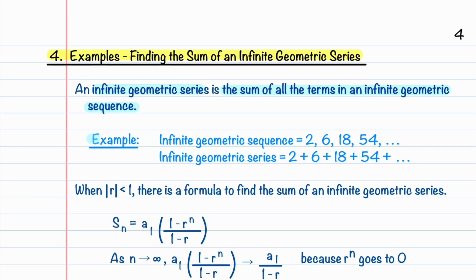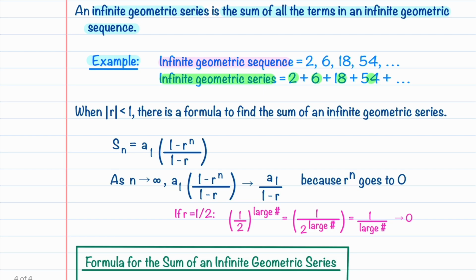I've written down here an example to make this easier. An infinite geometric sequence is just a list of numbers, such as 2, 6, 18, 54. We actually looked at this example before, and the common ratio in the sequence was equal to 3. Now we have an infinite geometric series, and it's those same numbers, but we're going to add them instead of just list them.